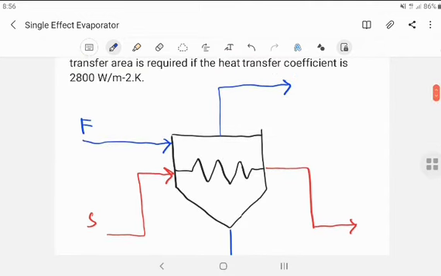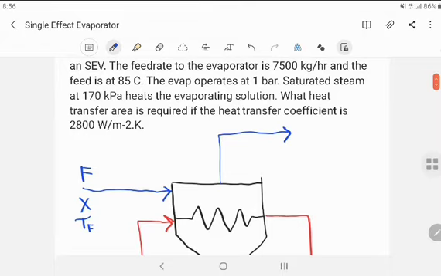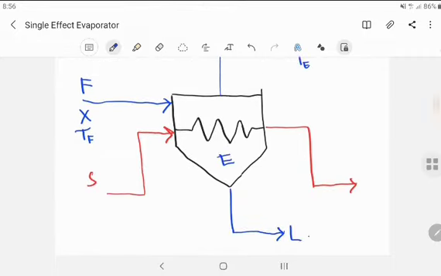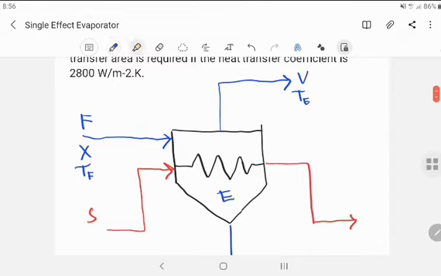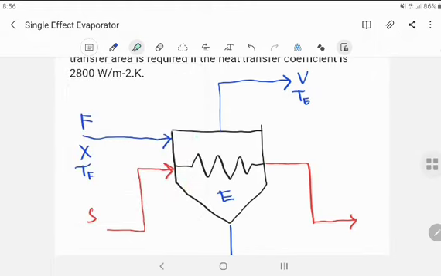Well, for the feed itself, it has a fraction of the solid, and it also has the temperature of the feed. For the vapor, in here we have a temperature exit evaporator. Let's say in here is the evaporator, and then this one is the liquid inside the evaporator.